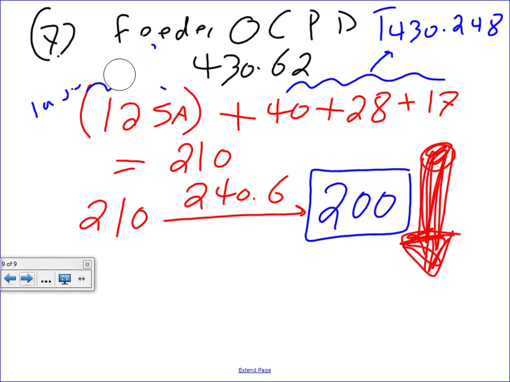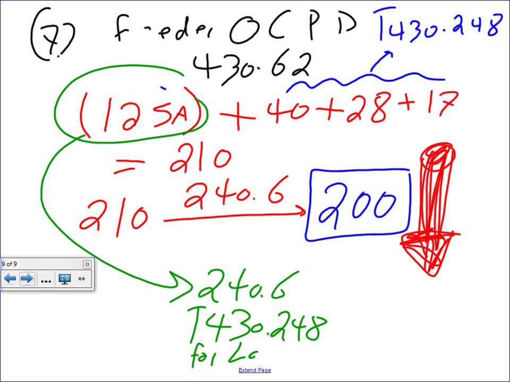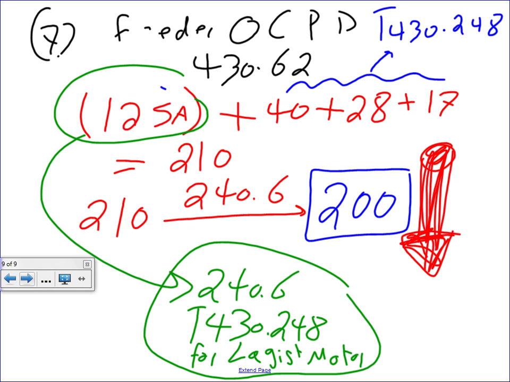Okay. Here, this value. Let me just use a green pen with it. This value is coming from 240.6 and from table 430.248 for the largest motor. Did that help? That value is coming from 240.6 and also from table 430.248 for the largest motor.